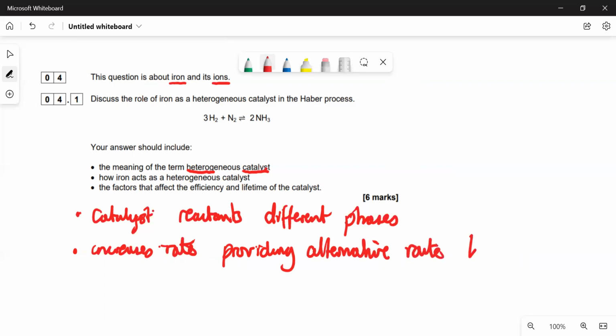With lower activation energy. Right. What we're going to say next then is how iron acts as a heterogeneous catalyst. Well, how do all heterogeneous catalysts work? We need to say that the reactants adsorb on the surface of the catalyst.